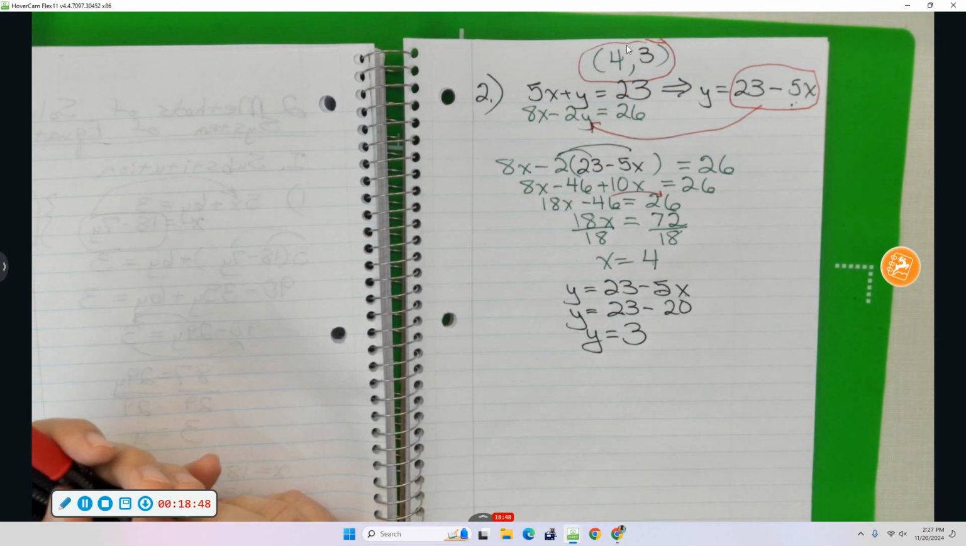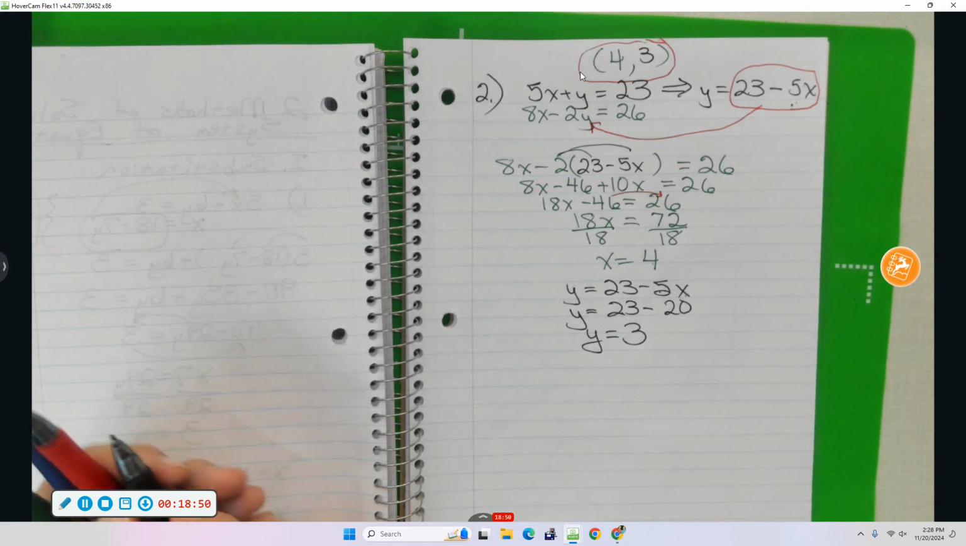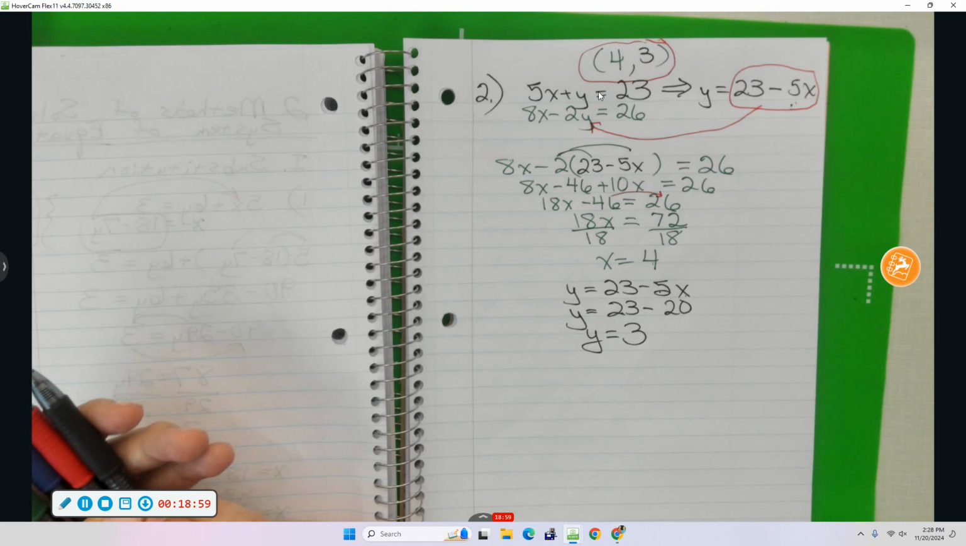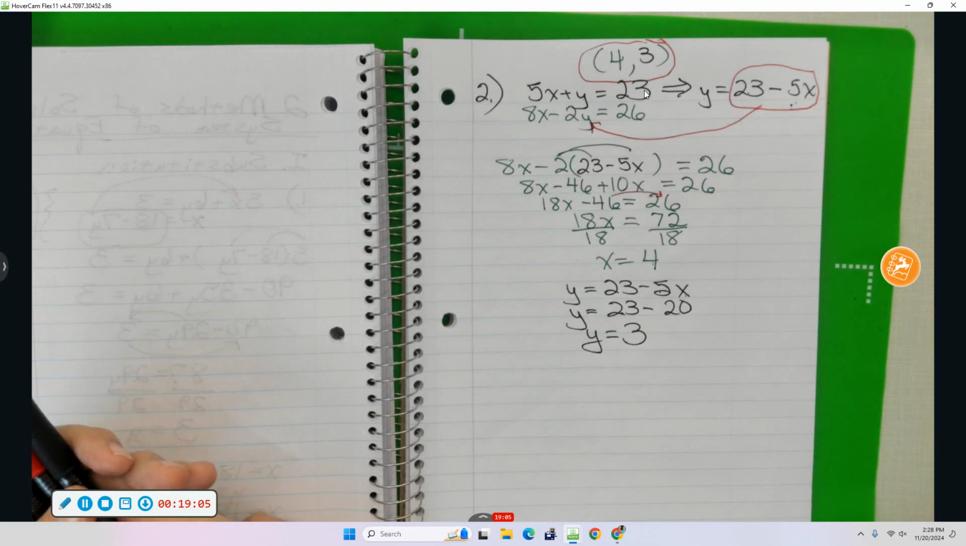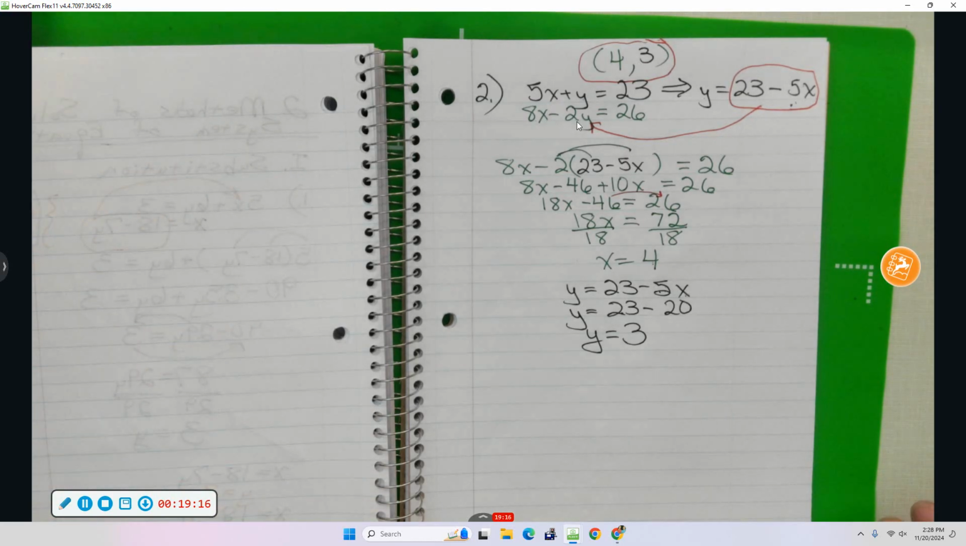For my ordered pair, my point of intersection is the unique ordered pair 4, 3. Now we can check it. Plug a 4 in for x, a 3 for y. 5 times 4, 20, plus 3. Does that give 23? Yes. 8 times 4, plugging into the second equation, 32 minus 2 times 3 is 6. So 32 minus 6, 26.